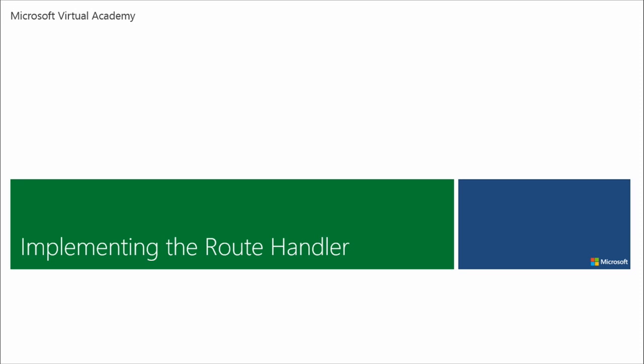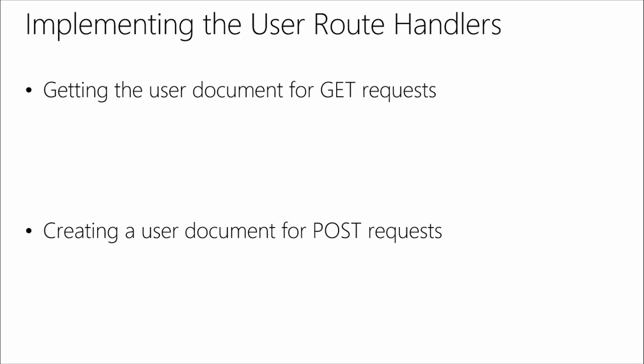So let's go ahead and talk about how we can implement the route handlers with Node.js and MongoDB. If you remember from the previous lab, we just did a quick to-do implementation. We never actually implemented everything. Now we're going to get the user documents for GET requests and create a user document for POST requests. So if we want to create the CRUD operations on those APIs that we didn't implement before, we got the authentication working, but now we need to do the implementation. So we'll go ahead and get started.